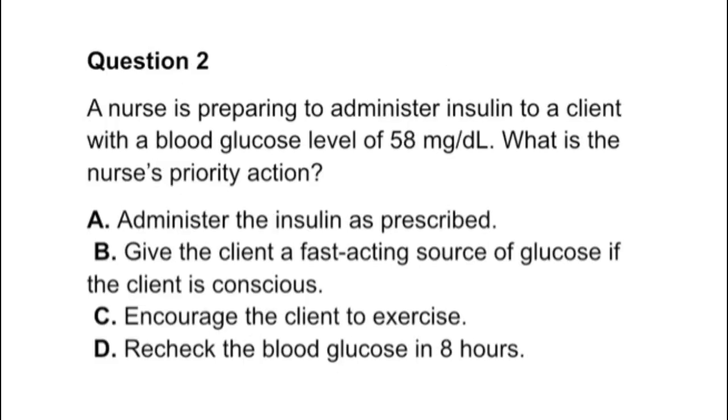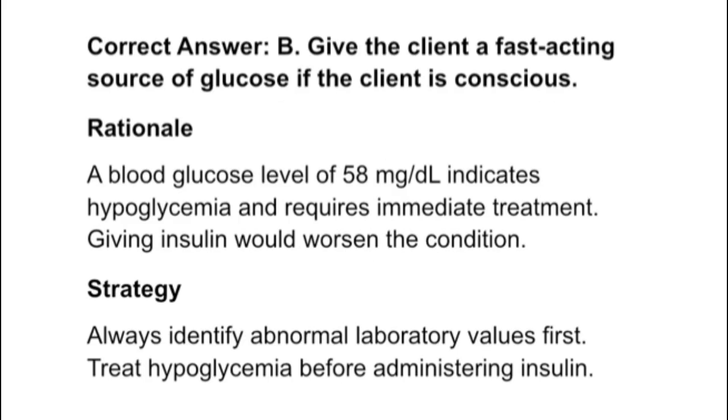Question 2. A nurse is preparing to administer insulin to a client with a blood glucose level of 58 mg per deciliter. What is the nurse's priority action? A. Administer the insulin as prescribed. B. Give the client a fast-acting source of glucose if the client is conscious. C. Encourage the client to exercise. D. Recheck the blood glucose in 8 hours. Correct answer, B. Give the client a fast-acting source of glucose if the client is conscious.